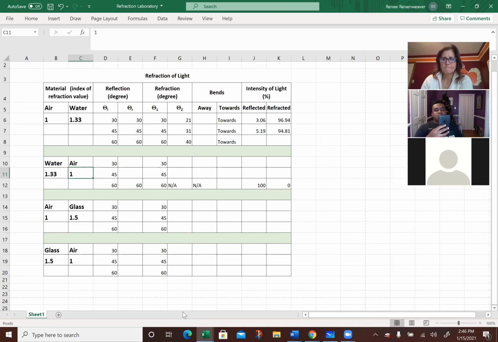Yes, ma'am. So on the reflection angles, does it always stay the same? Yes, it should. That's the law of reflection. It doesn't matter what material you're going into. Anytime you hit a boundary surface, if reflection takes place, it'll bounce to give you equal angles. Yes. Oh, okay.